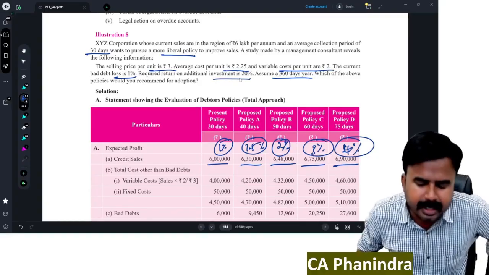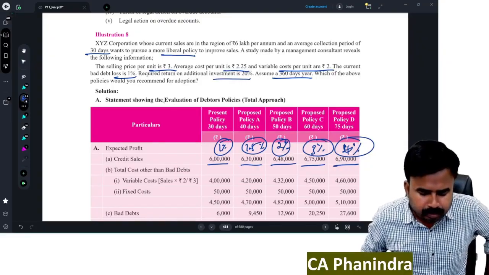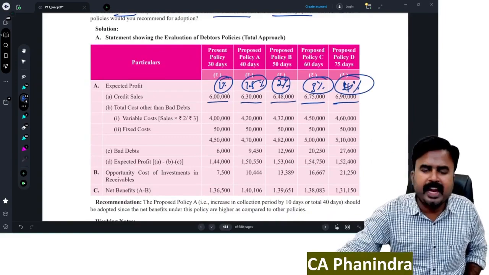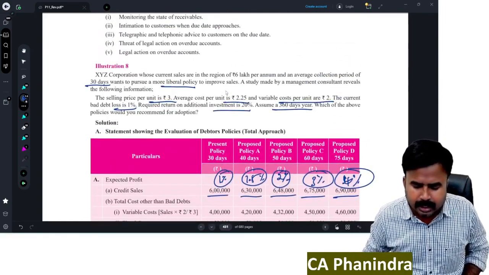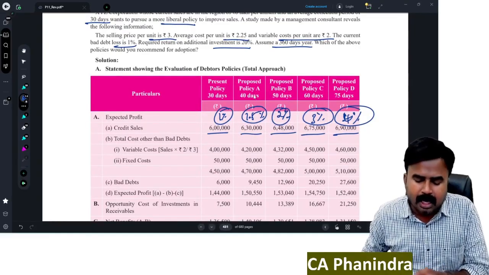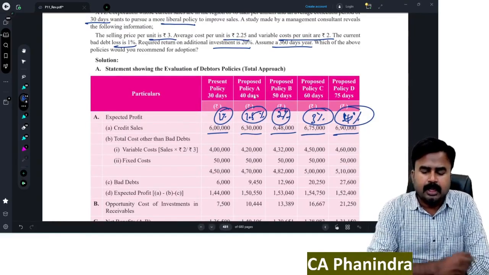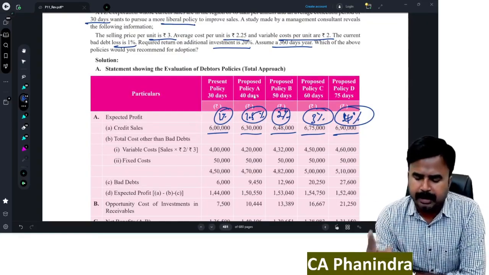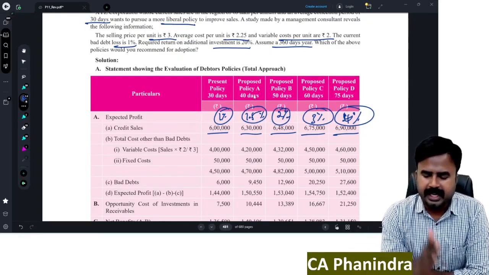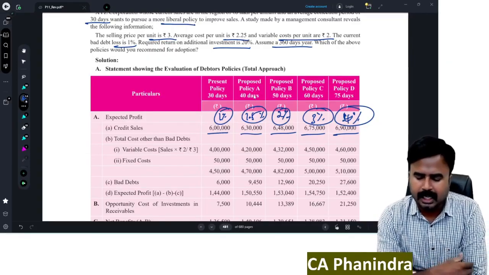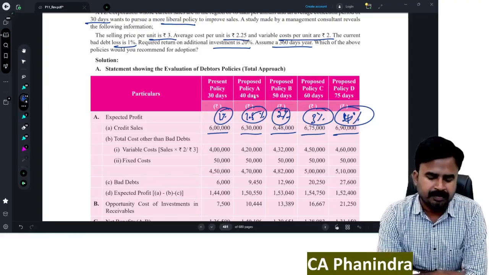And the study material. So now, which of the above policies would you recommend for adoption? Let me evaluate all these 4 policies. Actually, those 4 policies are not given here. In fact, the information is missing. Now I'm just taking the information here. Present policy 30 days, that was given. Option A, option B, option C, option D: 40 days, 50 days, 60 days, 75 days. This is the information which is missed in this particular problem, along with credit sales also.